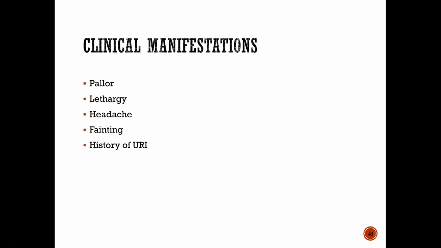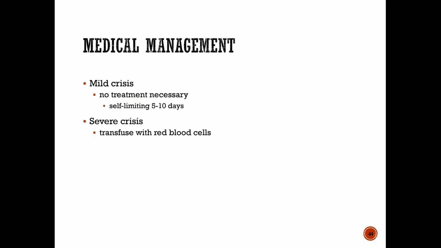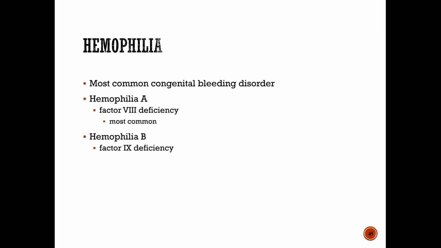Clinical manifestations of this include pallor, lethargy, headache, fainting, or you want to ask if they've had a history of a URI. Again, a mild crisis, you're not going to treat it. It's very self-limiting, 5 to 10 days. If they do have a severe crisis, you're going to want them to come in, and you may do a red blood cell transfusion, and they're probably going to get fluids and pain medicine.